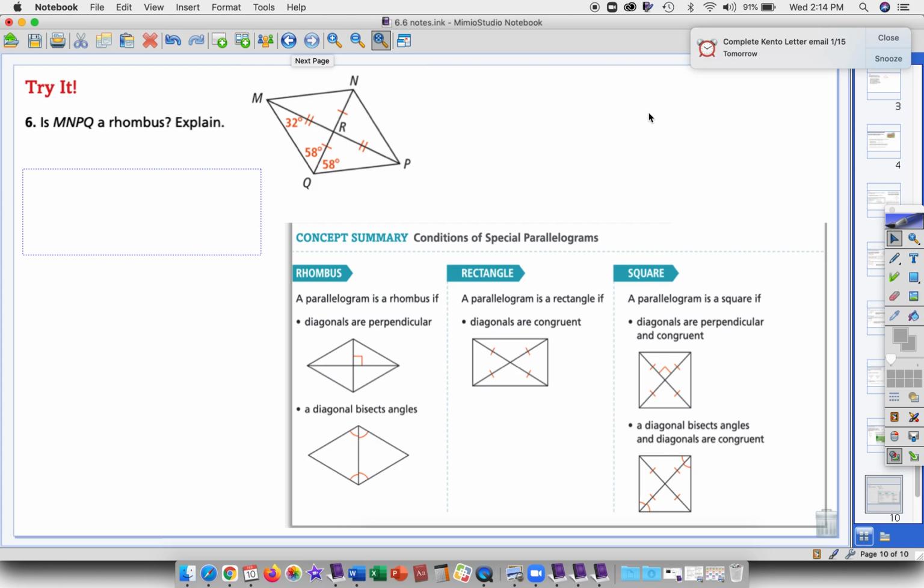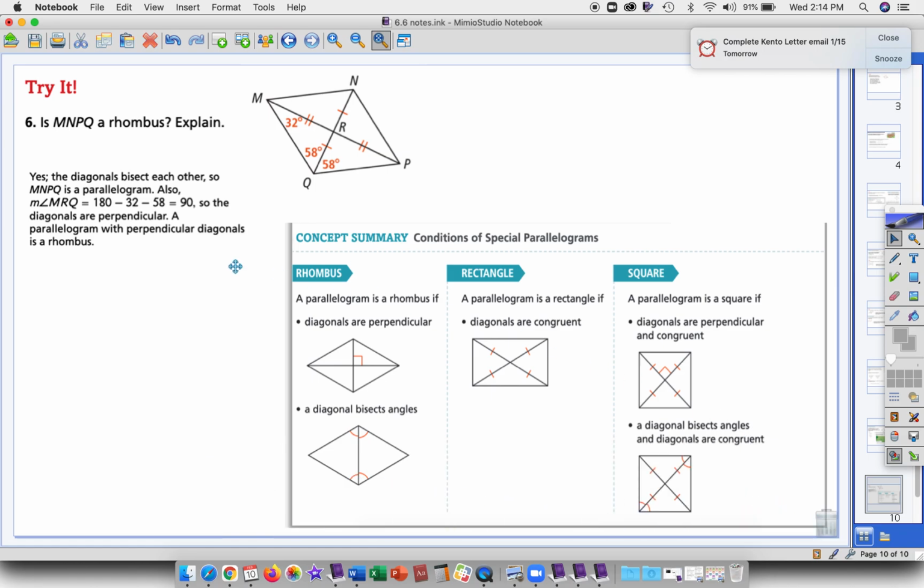Try it number 6 and determine whether this is a rhombus or not. Then come back when you're done. Okay, you should have found that the diagonals bisect each other. We can tell from the markings, so we know that it's a parallelogram. The measure of angle MRQ ends up equaling 90 when we subtract the angles from 180. So the diagonals are perpendicular. A parallelogram with perpendicular diagonals is a rhombus.